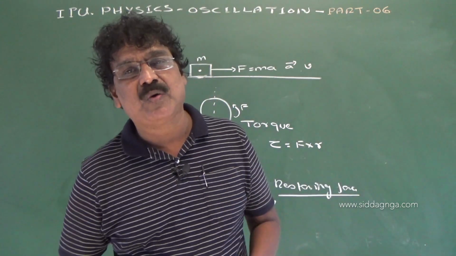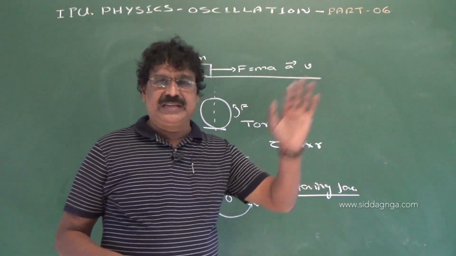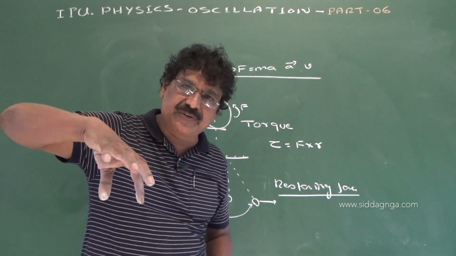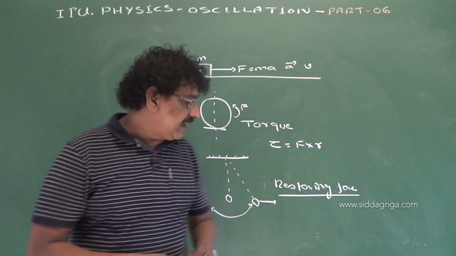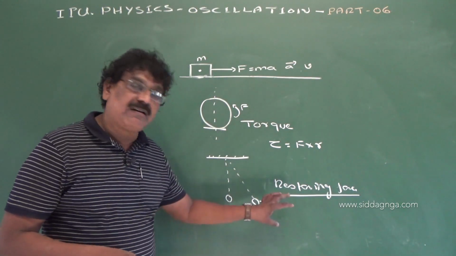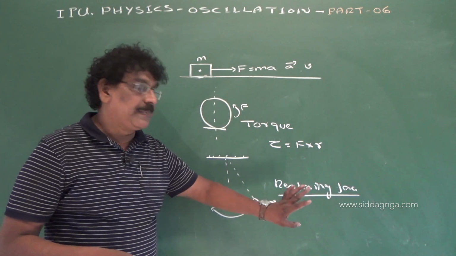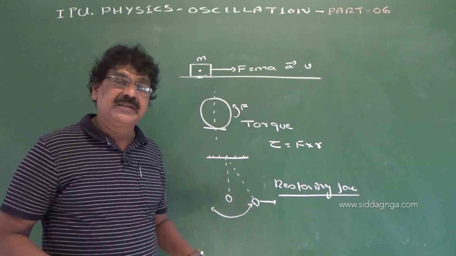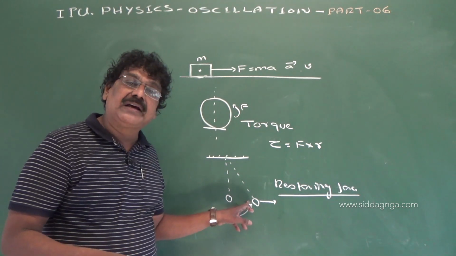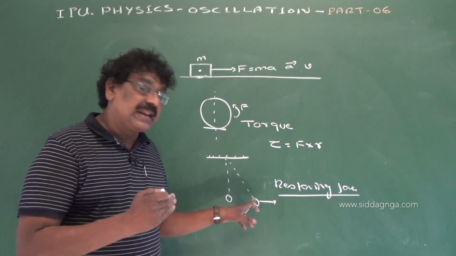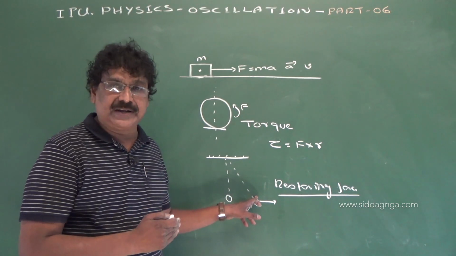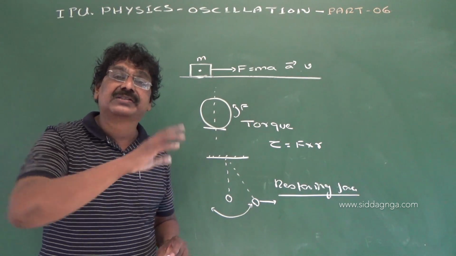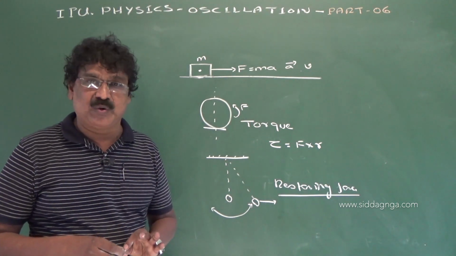In translational motion it is any general force. In rotational motion it is only a specific manner of application of force, that is torque. Here also there is a specific manner of applying the force. That force is restoring force. Now, we have to induce a restoring force in the particle, then only it executes a simple harmonic motion, right?